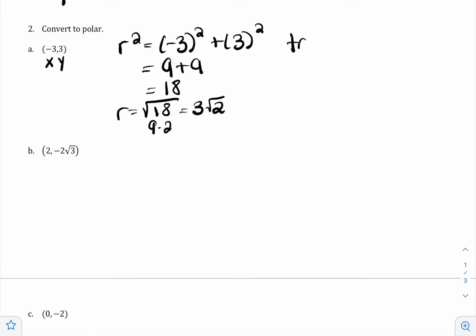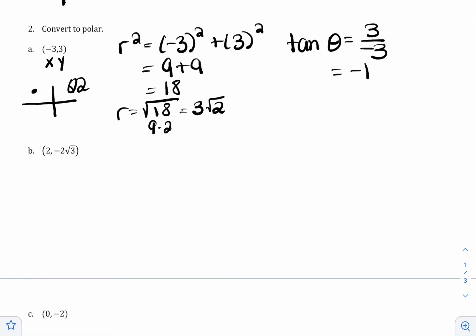Then I have the tangent of theta is 3 over negative 3, y over x, which means that it's negative 1. And this is the part that's a bit tricky, because remember that tangent is negative 1 an infinite amount of times. And it's negative 1 in quadrant 2 and quadrant 4. So how do you know what quadrant you need to find the angle? You look at the original point. The original point is negative 3 comma 3, so it would be somewhere right here. So you are in quadrant 2.